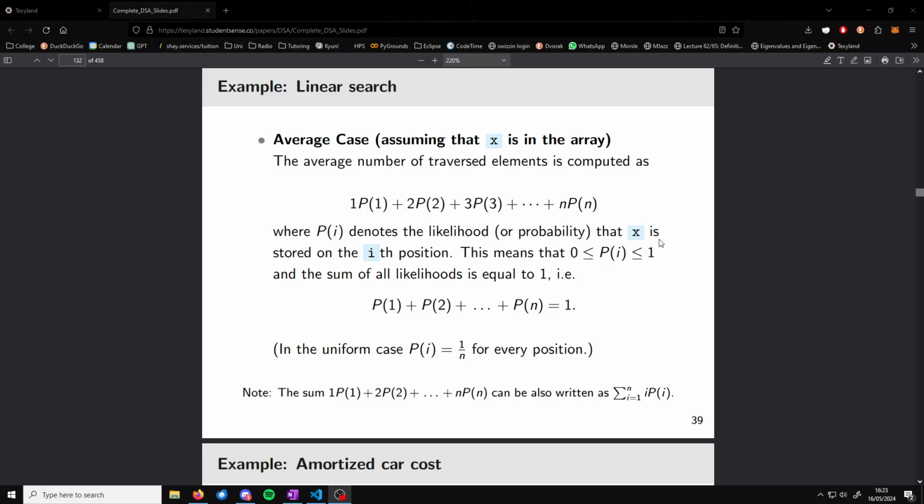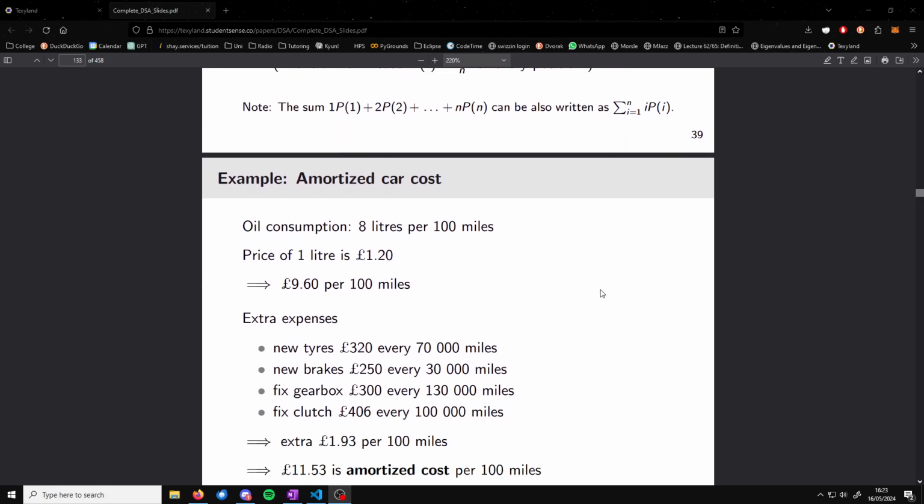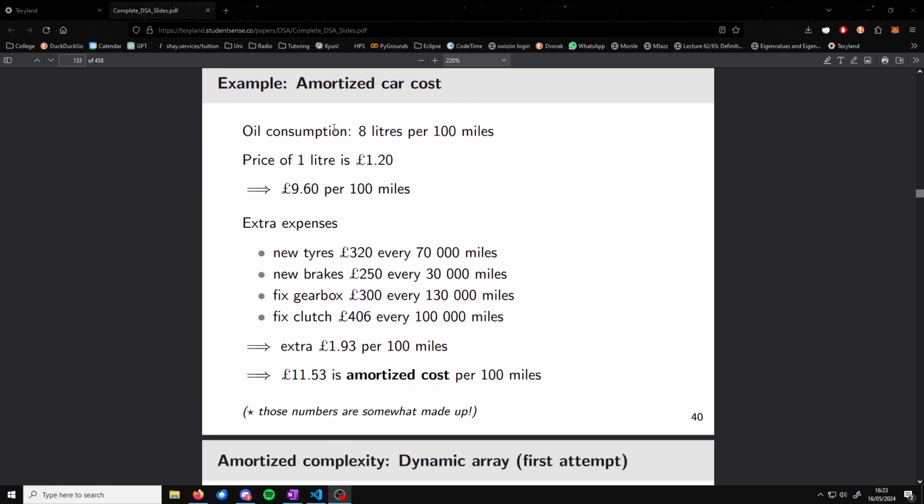This is just average case, but if we want to look at amortized costs, say oil consumption is 8 litres per 100 miles. The price of 1 litre is £1.20, and so it's £9.60 per 100 miles. So that just translates to that. We just times that by 8.